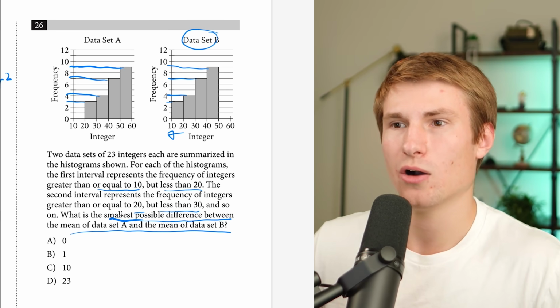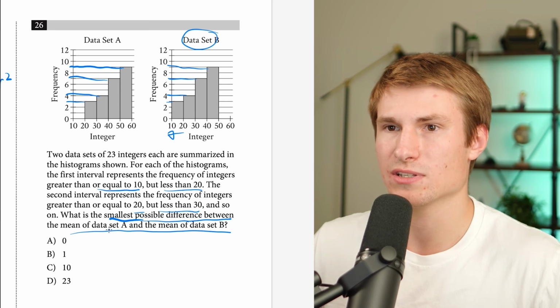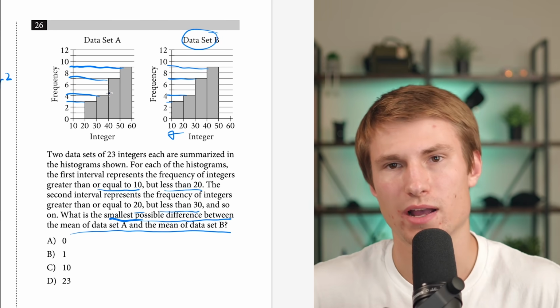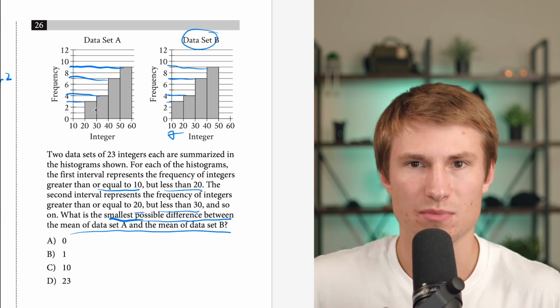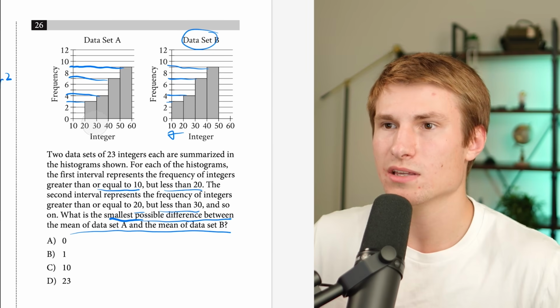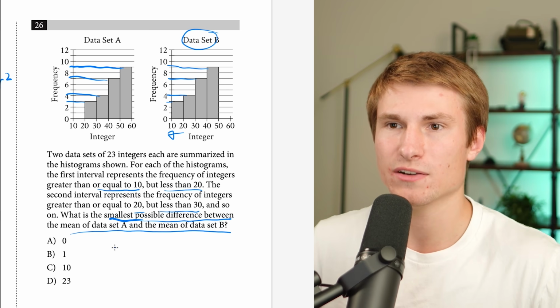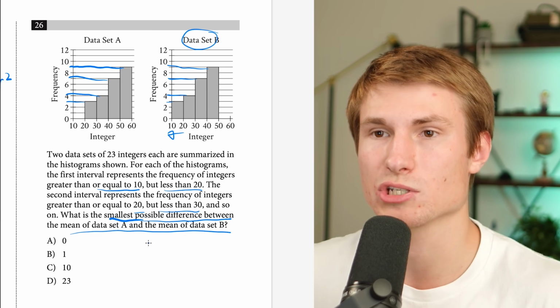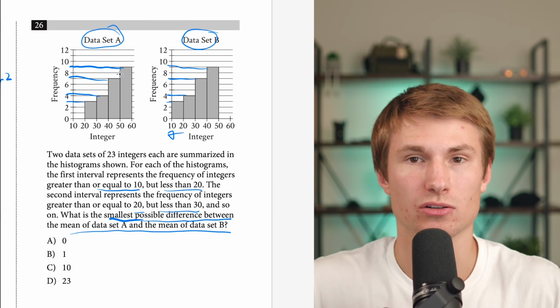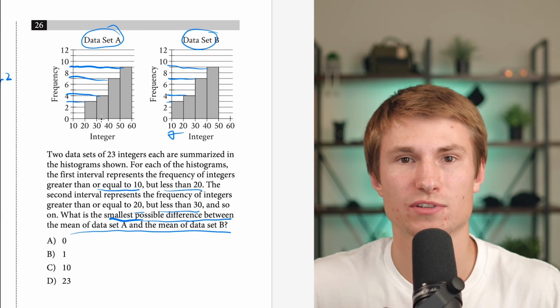So now, in order to set up the smallest difference in means, we would actually have to calculate the mean of each. But we can't just calculate the mean, because it's a histogram. We know that these numbers fall in between these. So the key thing we need to recognize is in order to find the difference, we need to know which one's larger and which one is smaller. Now, this data set A has to be larger because all of these are shifted to the right.